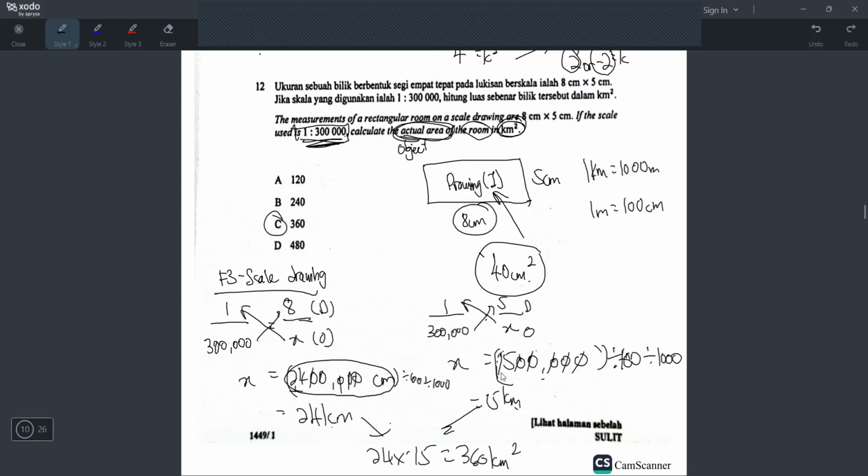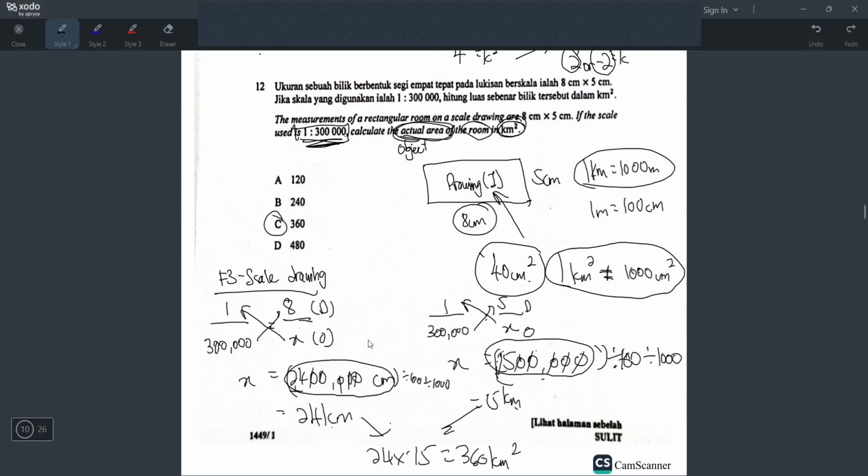Okay, I want to ask you, can I take 240,000,000 in cm times 15,000,000 in cm, and then only convert to kilometer square? Can, can. But I want you to know 1 kilometer square is not equal to 1,000 cm square. Is not equal. This one is very, very important. If 1 kilometer is 1,000 cm, 1 kilometer square is not 1,000 cm square. All right. So that's why I convert to km first. It's safer if you convert to km first in length.